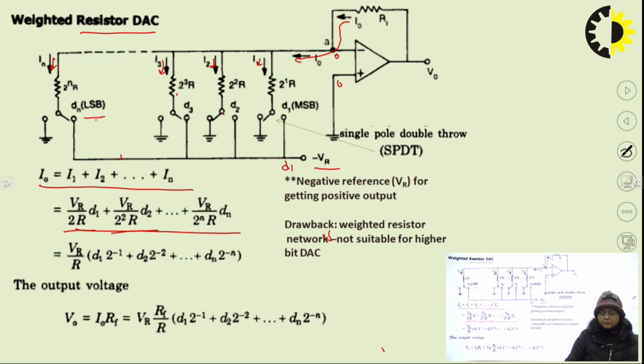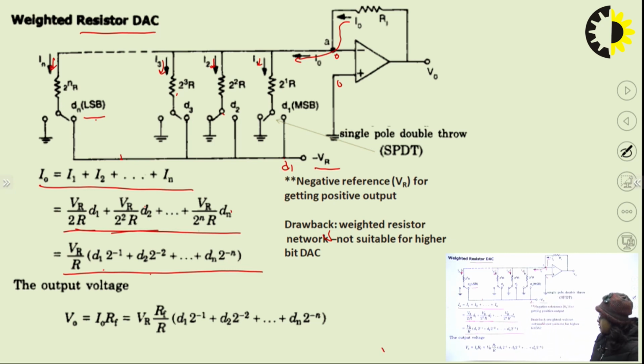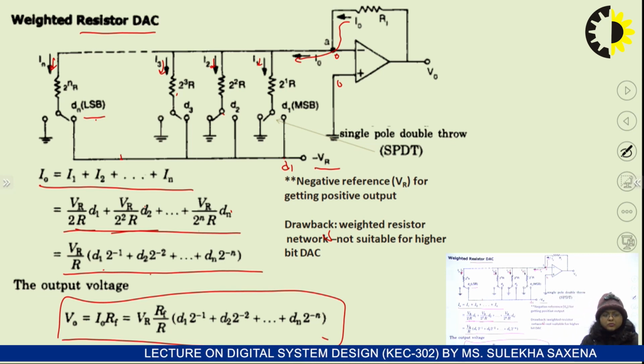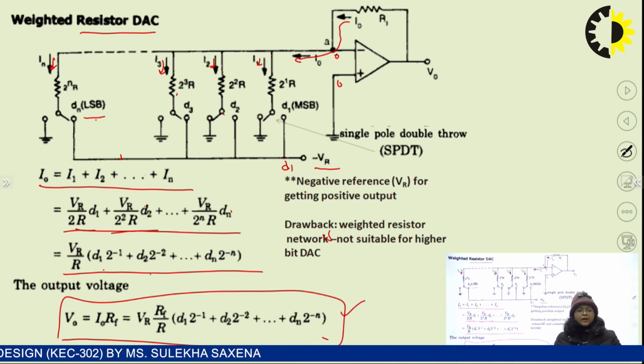So the combined output can be written as VR upon R, D1 into 2 to the power minus 1 plus D2 into 2 to the power minus 2 plus Dn into 2 to the power minus n. And the output voltage can be written as I0 into RF, that is VR into RF upon R multiplied by the digital input. So using this formula we can calculate the output for any binary input.